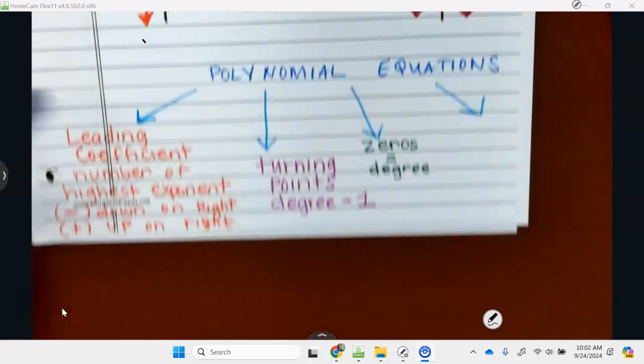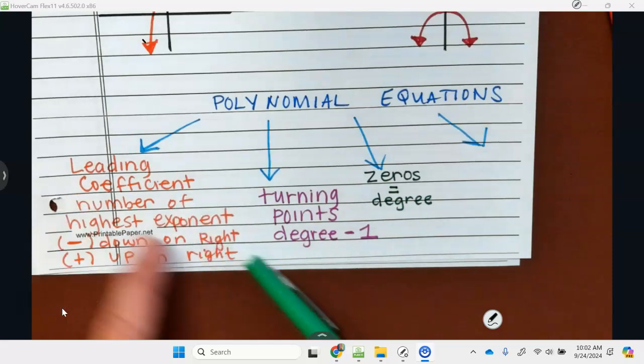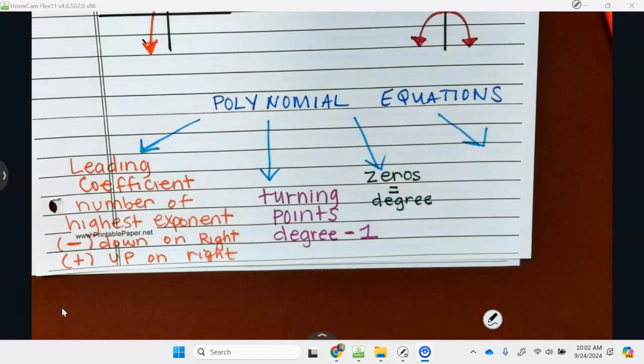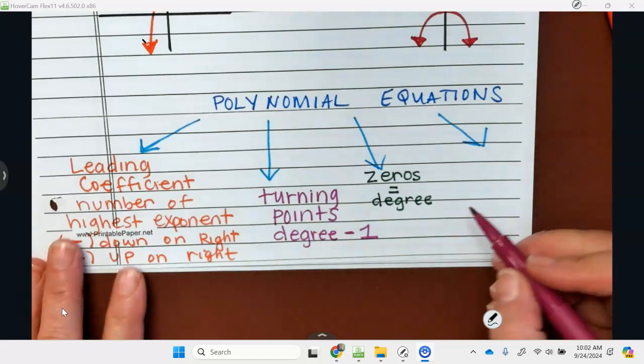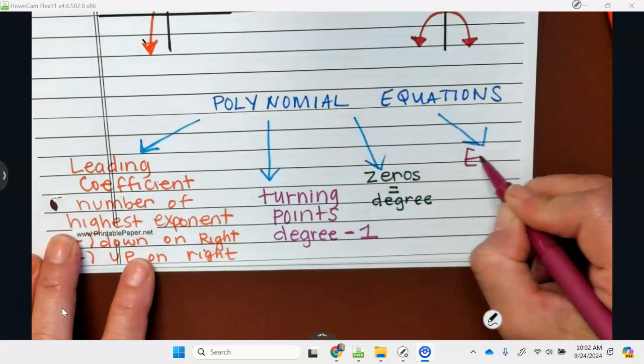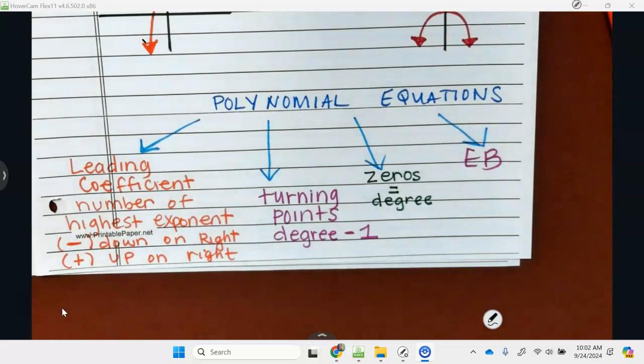Okay, back to this. Leading coefficient, turning points, degree, and I forgot what I was writing here. Maybe degree? In behavior. Sorry, in behavior. Now remember, if the degree is odd, you're going to have opposite in behavior. If the degree is even, you're going to have the same in behavior.